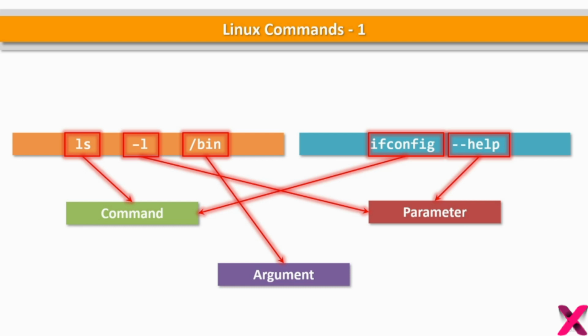/bin is an argument of the ls command. An argument, also called a command line argument, can be defined as an input given to a command line to process that input with the help of a given command. So arguments are entered in the terminal or console after entering the command. They can be set as a path, so we could also write more than one argument together, and they will be processed in the order that they are written.